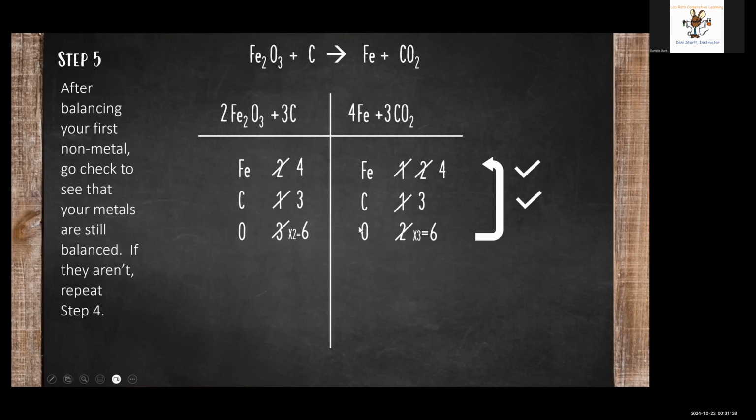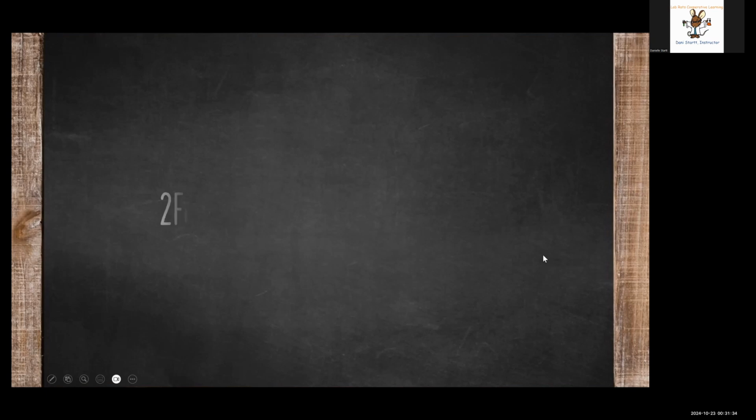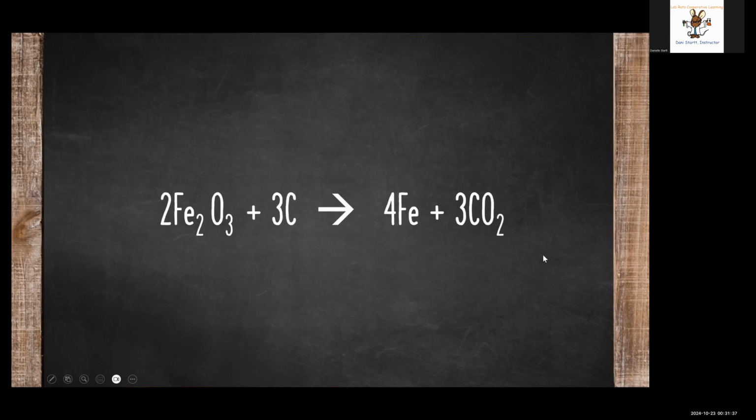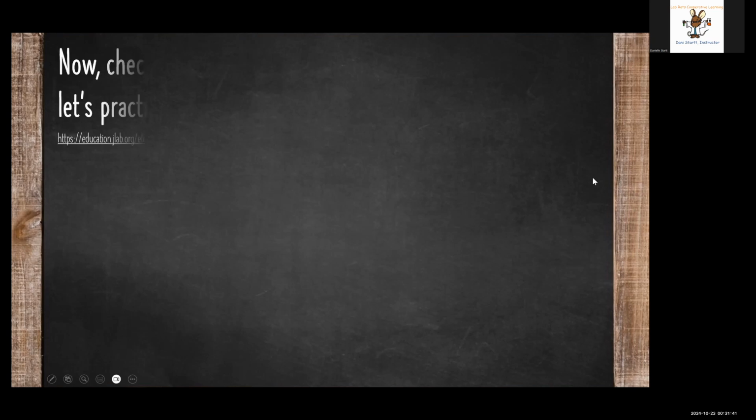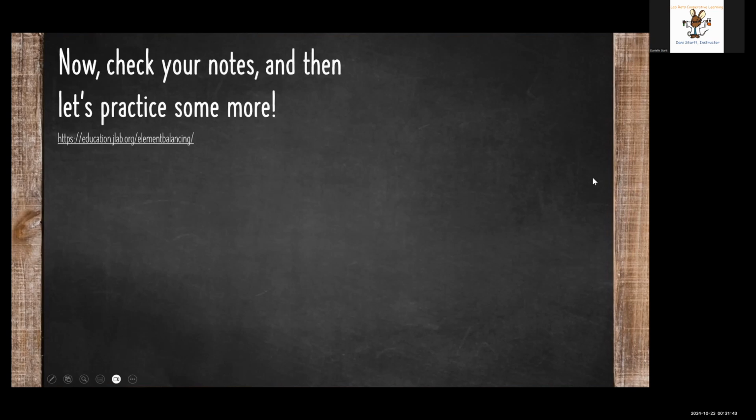We're good. Check back on our iron. 6 and 6. Are we good? We're good. And you did it. That equation is balanced. Congrats. All right, now check your notes and then we'll practice some more.